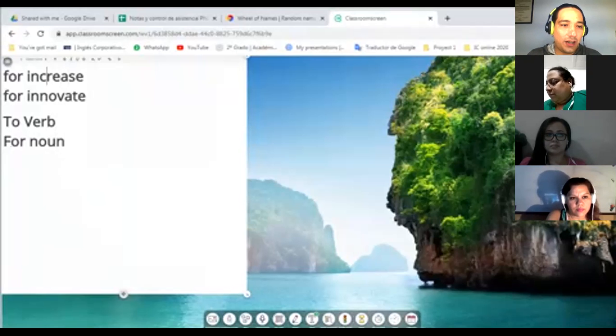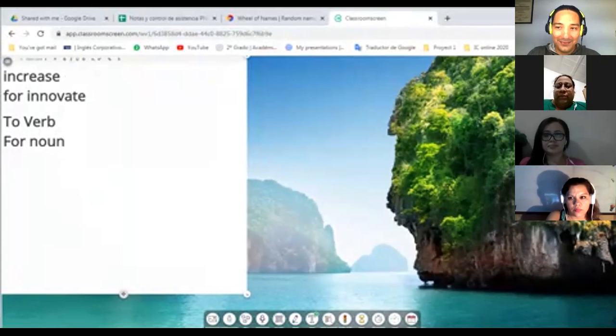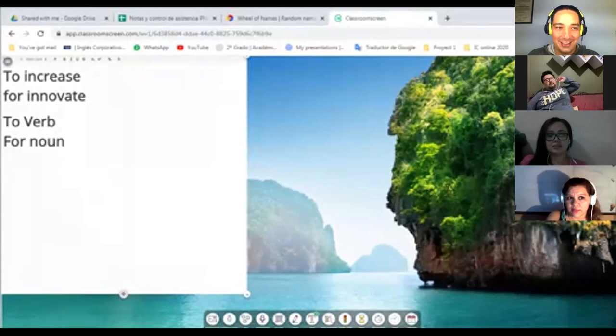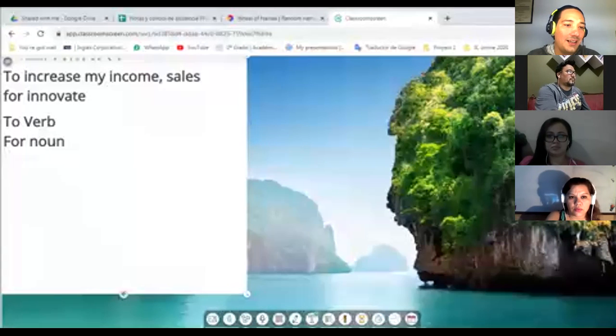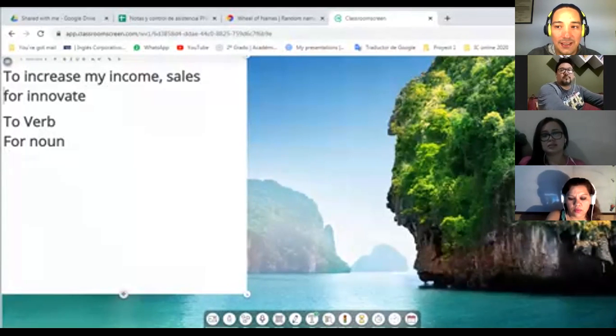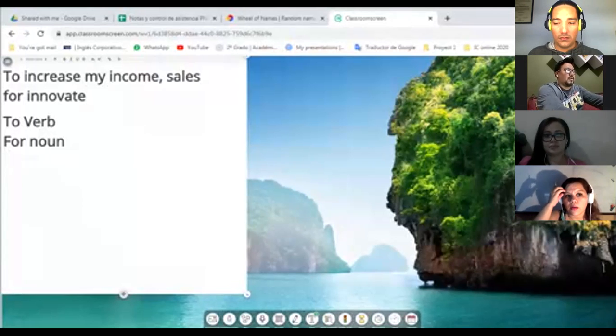So in this case, increase, is it a verb or a noun? A noun. No, it's an action. Think, it's an action. So it is a verb. Yeah, a verb. To increase. To increase my income. I need to increase my sales. Okay. For innovate, what is innovate? Is it a verb or a noun? A noun. Yeah, no.